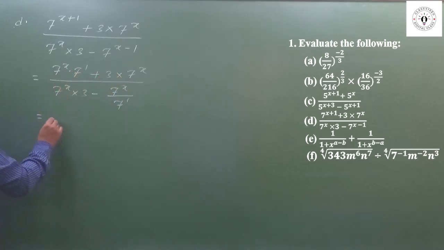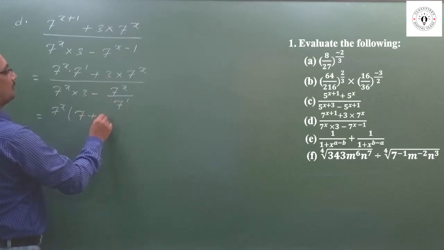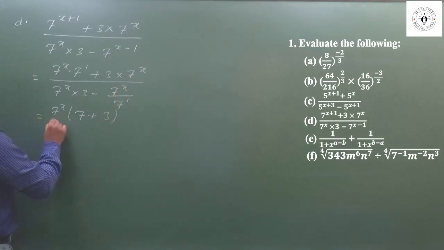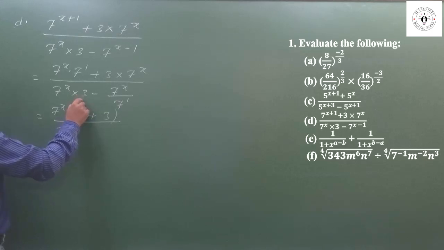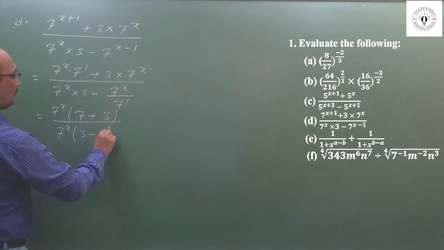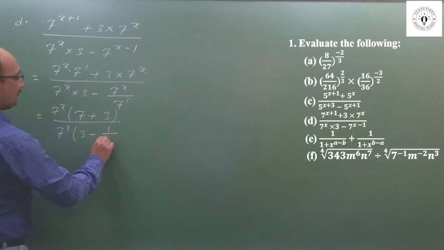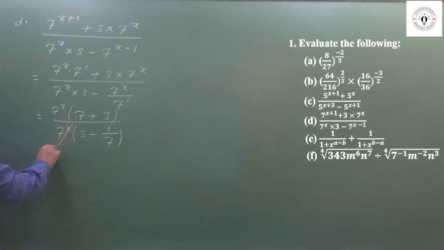Now what is common? Common is 7 to the power x. Then what is left here? 7 to the power 1, which means simply 7, plus 3, because 7 to the power x we have taken common. In denominator, what is common? 7 to the power x is common. What is left here? 3 minus 7 to the power x we have taken common, so nothing is left in the numerator, 1. Nothing is left other than 1. 7 to the power 1 means 7. 7 to the power x, 7 to the power x cancel.